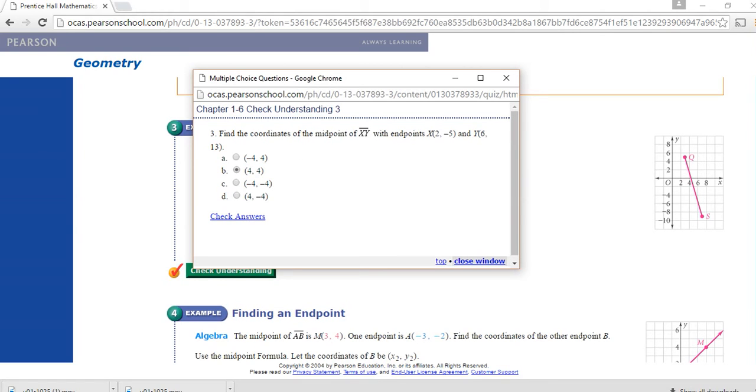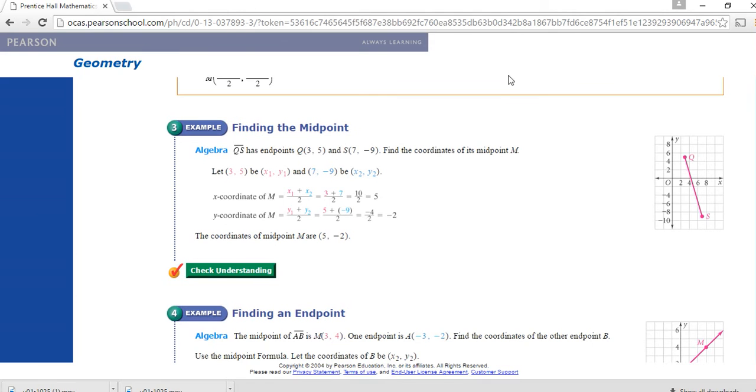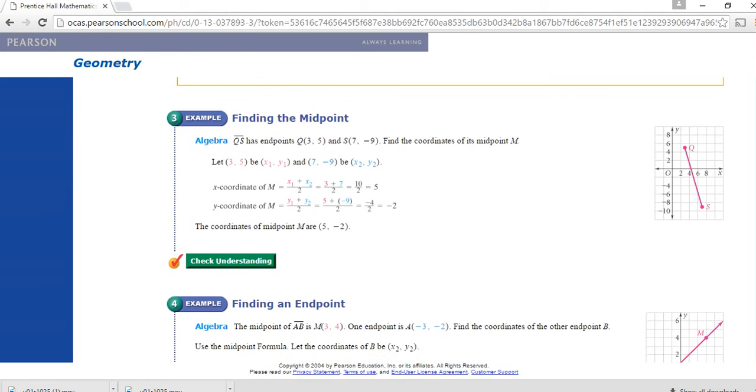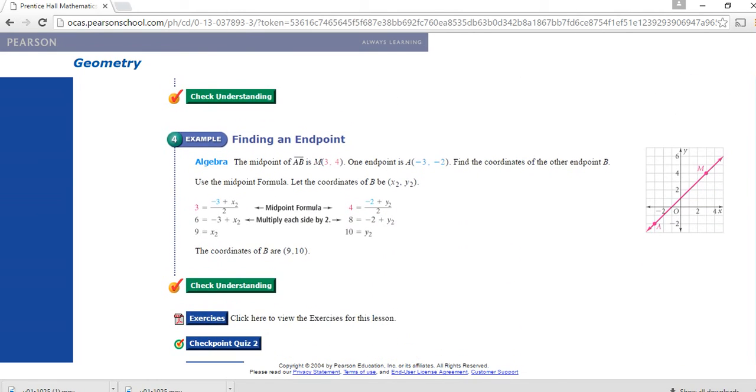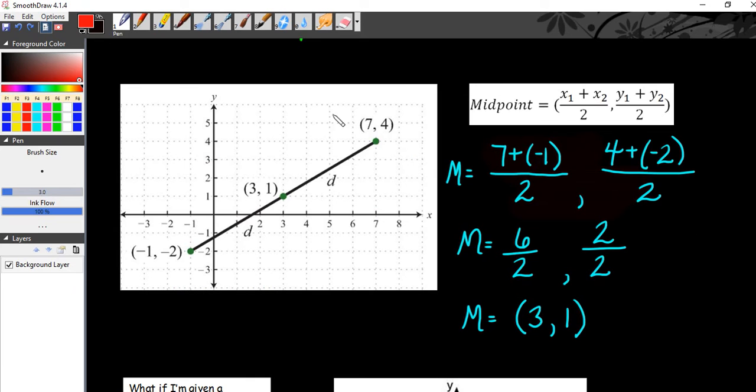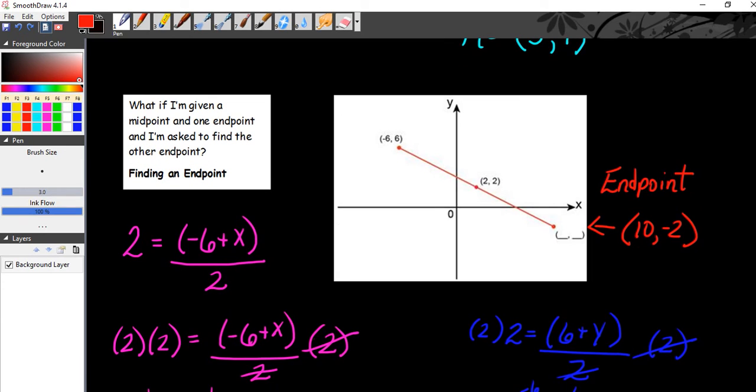Alright, the last thing we're going to do is find an endpoint. So let's move back over here because this is what you should be writing in your notes. If I scroll down, what if I'm given a midpoint and one endpoint, and I'm asked to find the other one. Well, I'm going to use the formula I know that I use to find the midpoint, and just kind of go backwards.